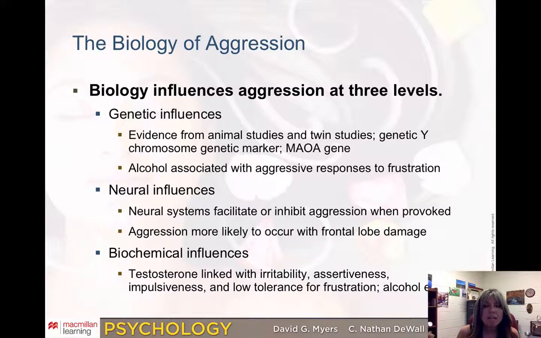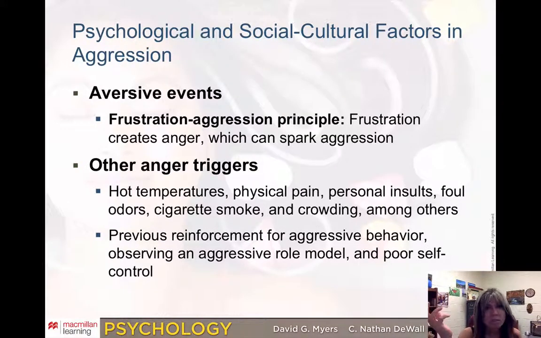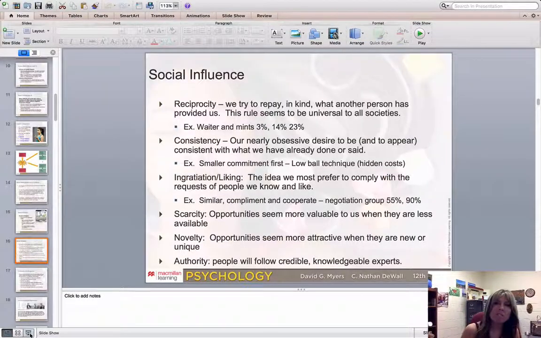And then our biochemical influence. We know that people that are high in testosterone, this is why men are more aggressive, more physical than women, because they have more testosterone. And we know that that increases it. And when you add it to alcohol, it gets even worse. Okay, so what I was saying before, I jumped ahead of myself. The frustration aggression principle or hypothesis or theory is that frustration causes anger, which in some people can cause aggressive behavior. So this is chapter 13.